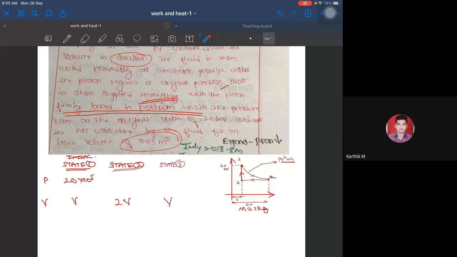Initial volume, he says. Initial volume is 0.05 meter cube, he says. So which volume should I consider it as? Whether it is state 1, V. Okay, state 1. Very good, sir.